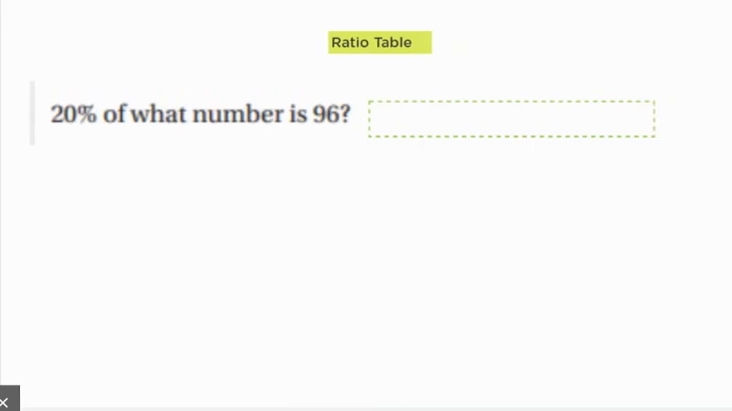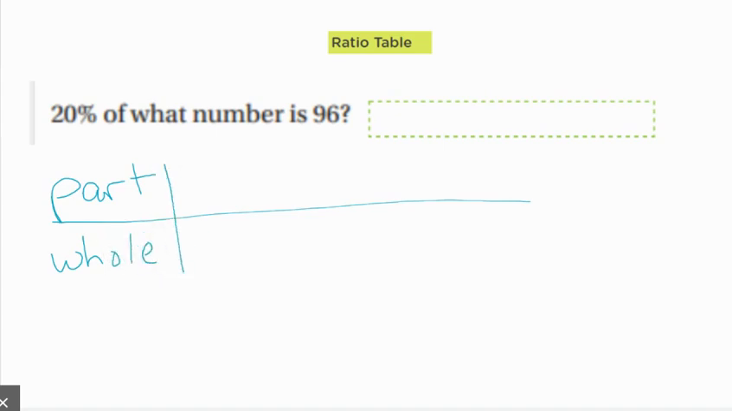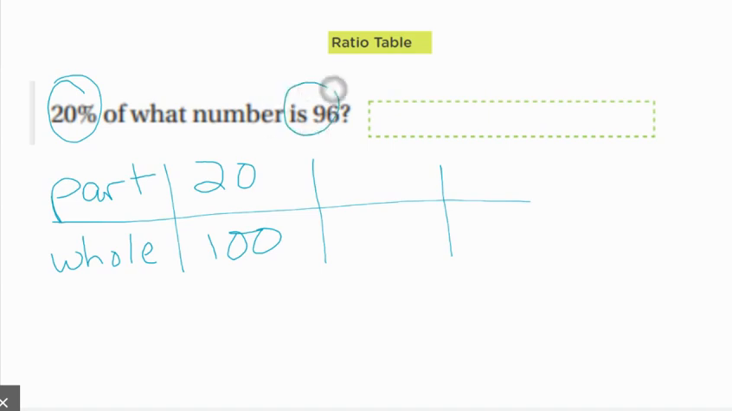So we're going to do this one more time. So we have part over whole. We're going to have our 3 sections. Here's our 20%, so we make it a fraction, 20 over 100. 96 is our is, which is our part, so we're going to put 96 at the end on the top.